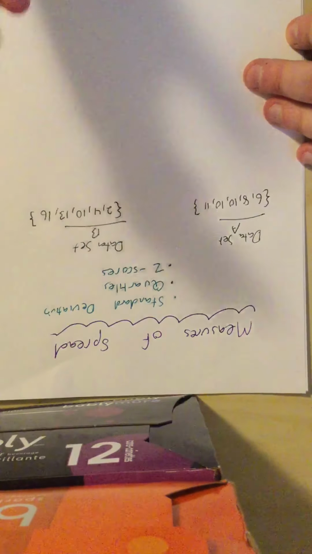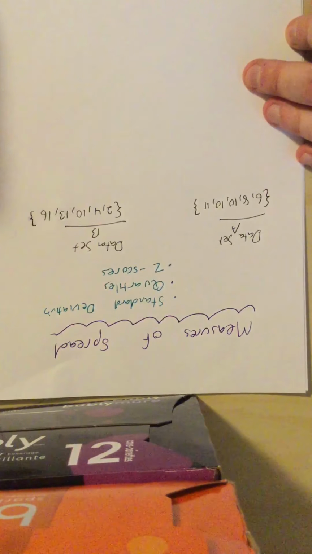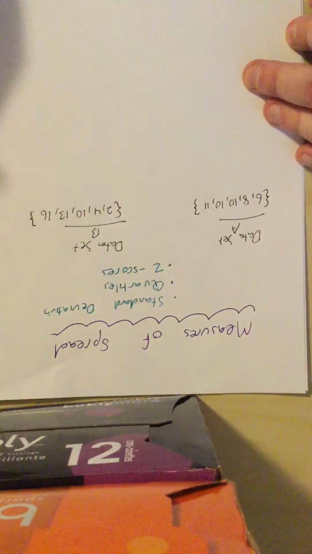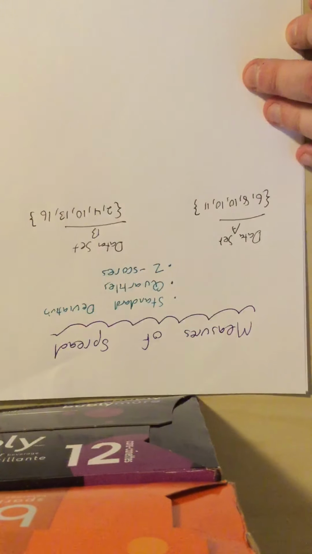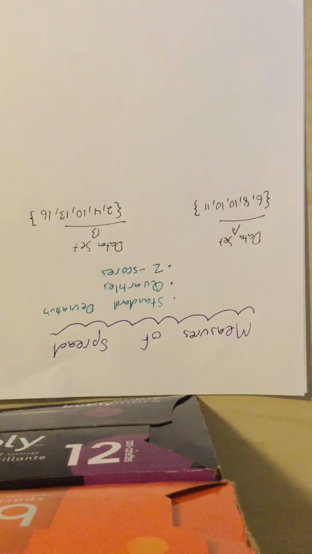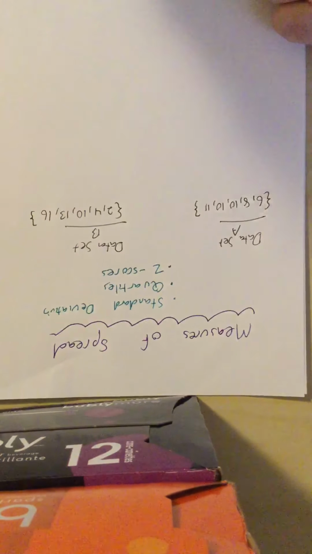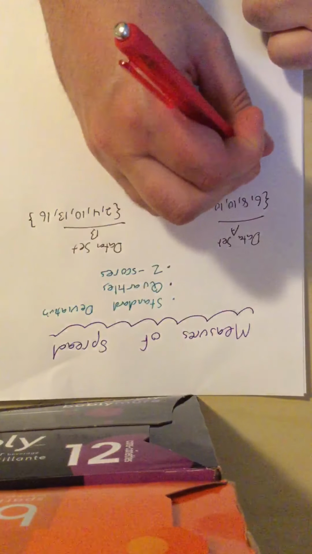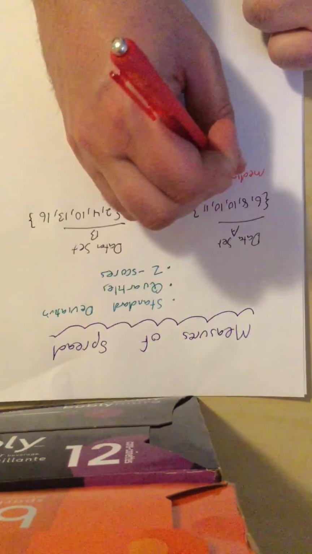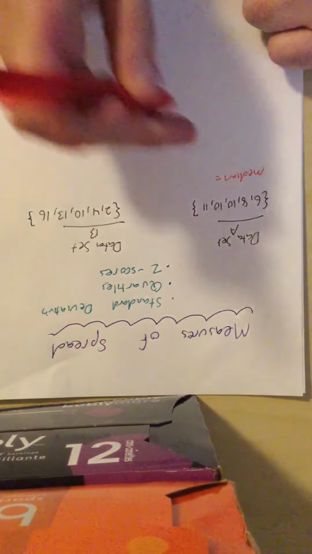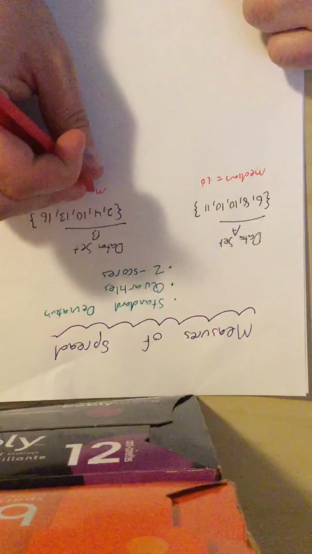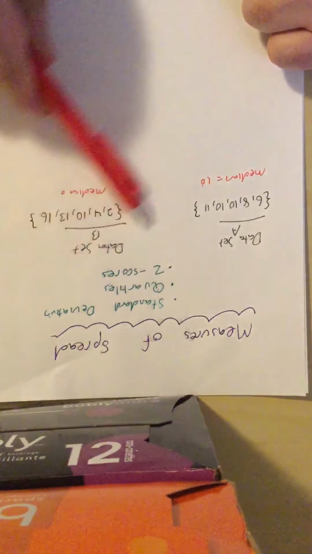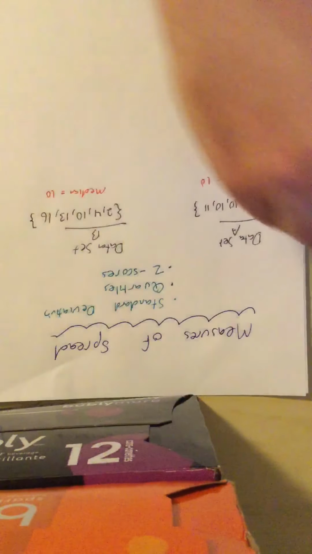So what I'm going to do is find the mean and the median. The median, as you may or may not recall, is the middle number. In this case, it's 10. And the median over here is the middle number, which is also 10.